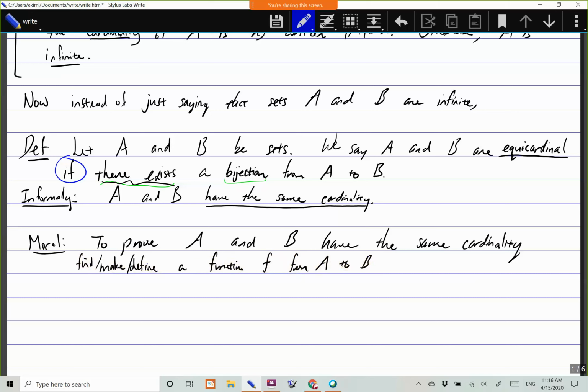And not only do you define a function, meaning provide its domain, codomain, and rule, right? To fully define, you've got to provide domain, codomain, and rule. But in addition to this, you have to prove that the function that you defined has to be a bijection. And prove f is bijective.